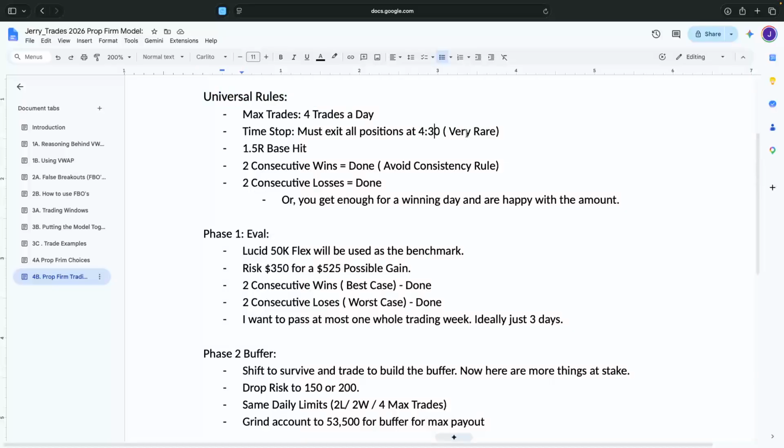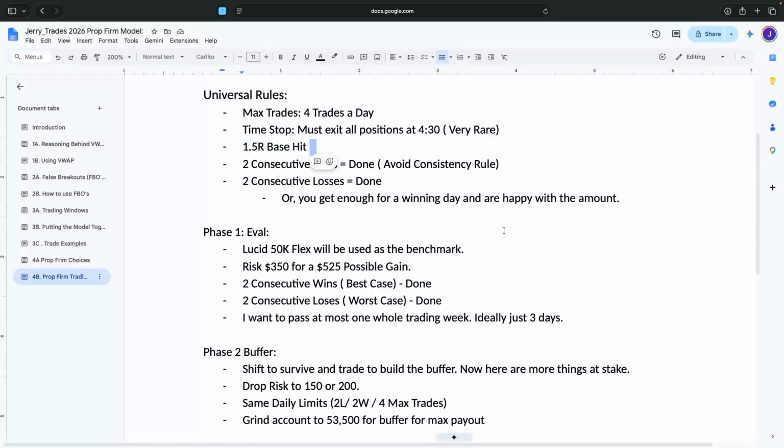That's very rare, because if you look back at my trading windows, right, PM session ends at 3:30 for me. So holding a trade for an hour is very, very rare, especially with the small 1.5 base hit. But obviously, 2 consecutive wins, you're done. 2 consecutive losses, you're also done. Or you get enough for a winning day and you're happy with the amount. Maybe, you know, you only need like an extra 250 or something. So obviously you wouldn't be trading anymore.